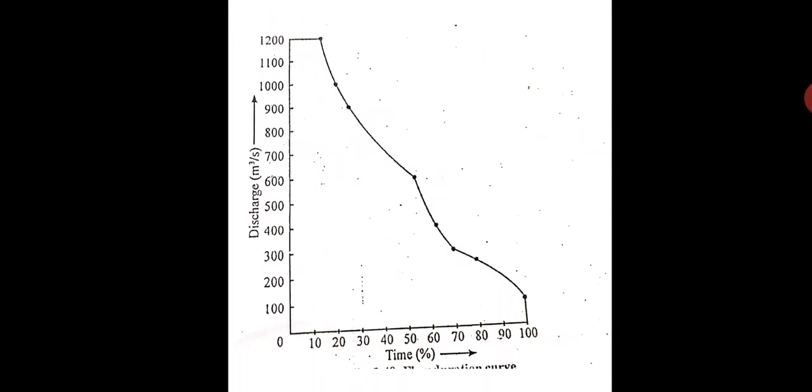Now you can see the flow duration curve given here. So x-axis is the percentage time. Okay. In the hydrograph, the x-axis was months. Here in flow duration curve, we have taken x-axis as percentage time, and the y-axis in both the flow duration curve as well as in hydrograph, we have taken as discharge only. So the discharge is from 100 to 1200. Now you have to plot.